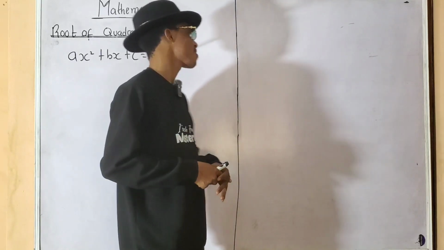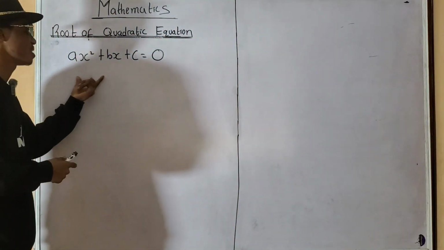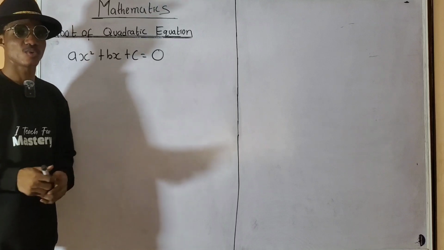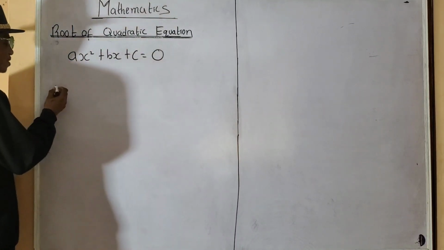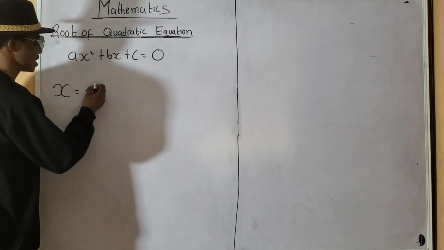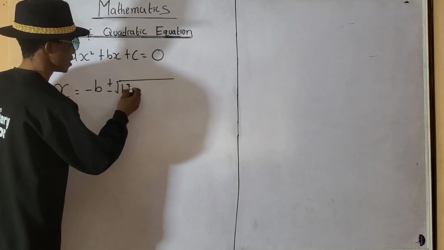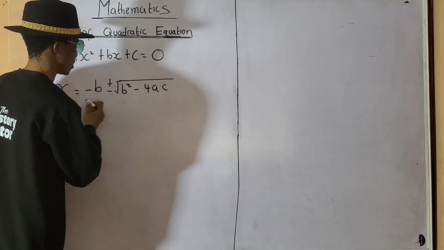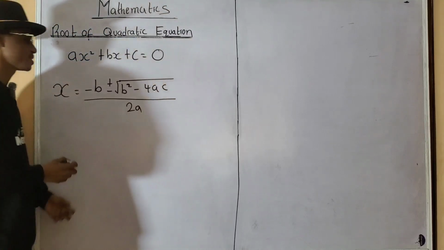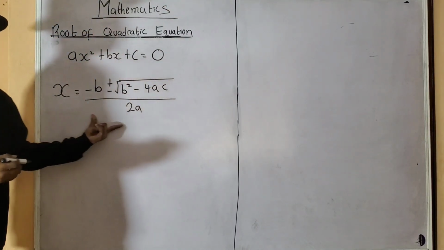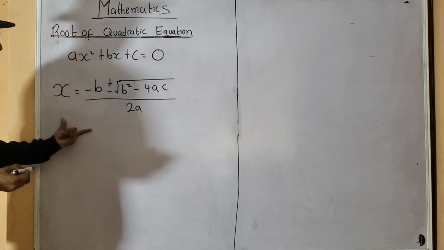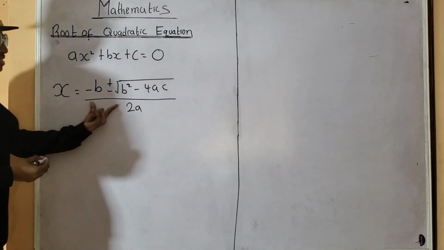So let's say we have a quadratic equation ax² + bx + c = 0. We can obtain the value of x as x = (-b ± √(b² - 4ac)) / 2a. This is the value of x from the general formula of a quadratic equation. Are you getting it?